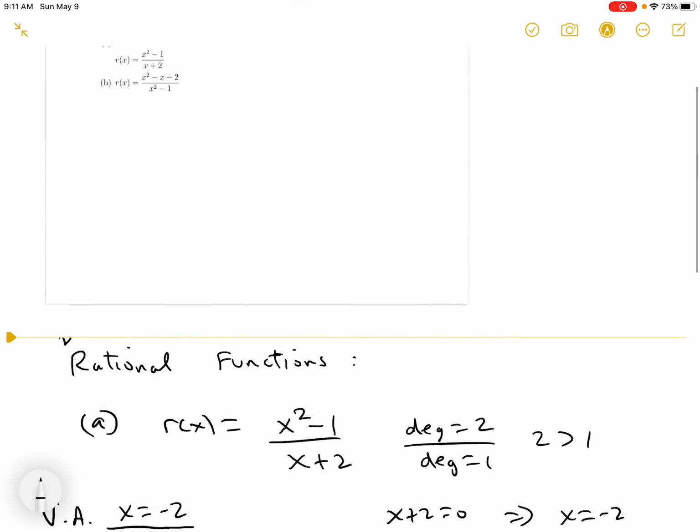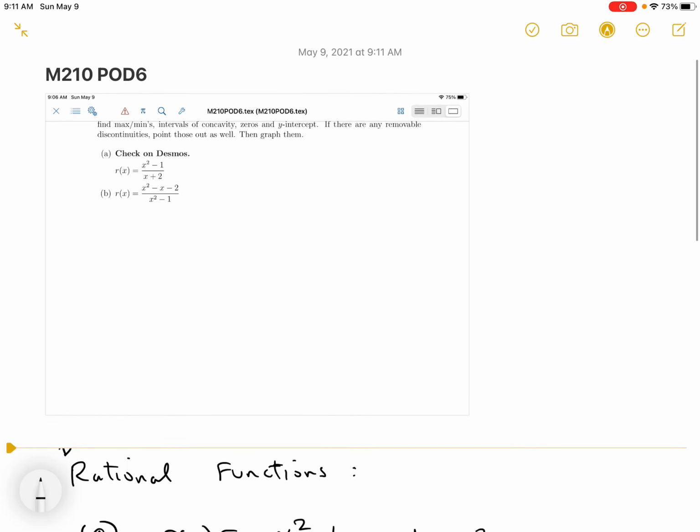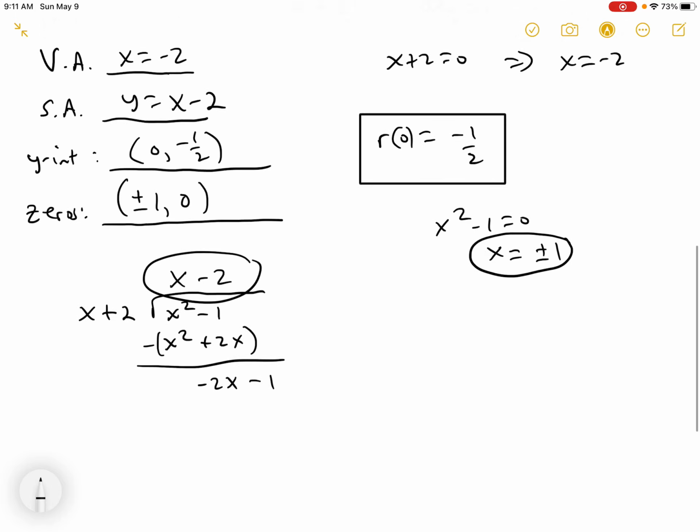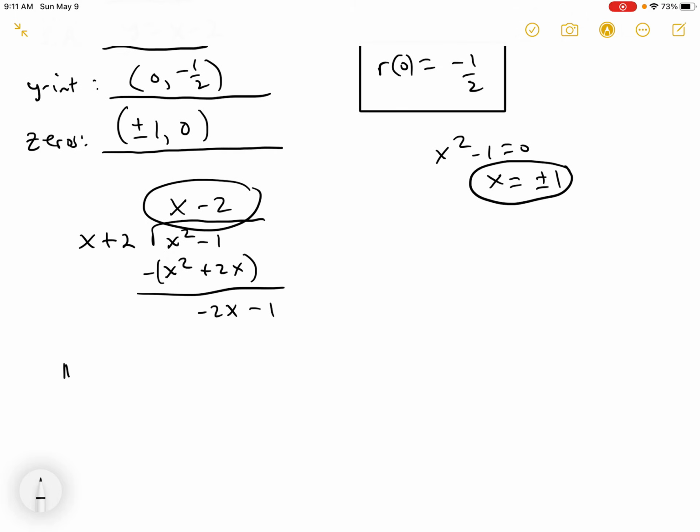Okay, let's go look here at what we're supposed to find. Oh, I cut it off in the picture. There's no removable discontinuities. We found the zeros, y-intercept. We need maxes and mins. Okay, let's find the maxes and mins.